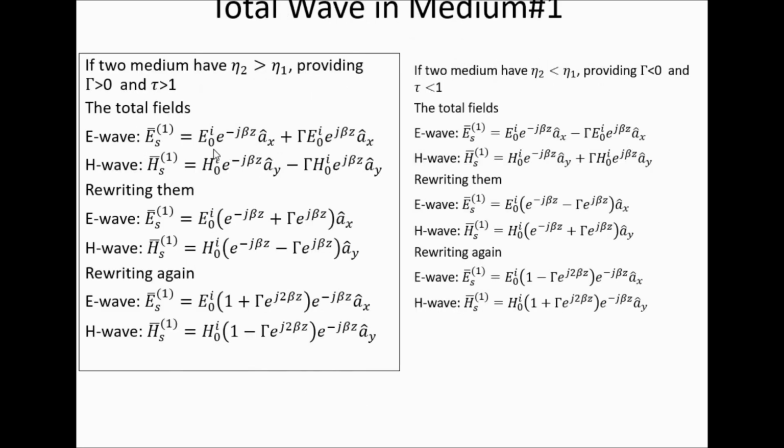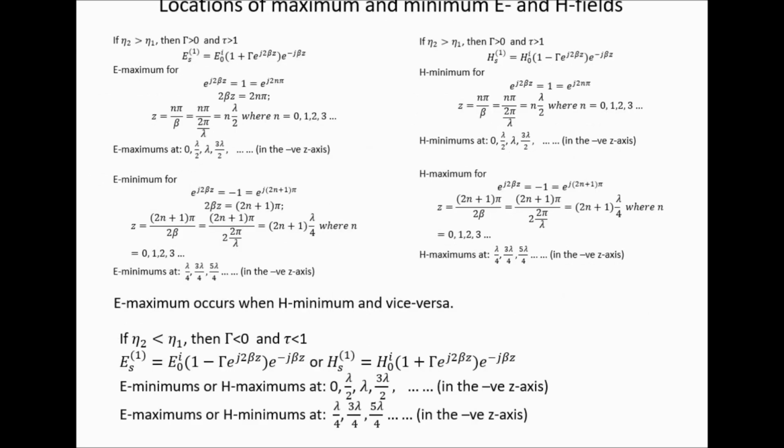Now this is how we can find the total wave. We already showed you how to find the total wave like this. Total wave is the sum of the incident and reflected wave. Then we have to find the location of the maximum and minimum in the E and H field. So here we can show how to find the location of maximum and minimum.